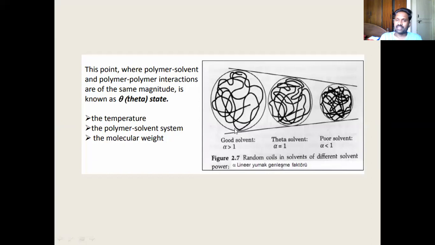When a polymer is in a very good solvent, the hydrodynamic volume is more compared to a theta solvent and a poor solvent. Now, theta solvent is almost like between a good and poor solvent. So this theta factor is expressed in terms of a constant called alpha, which is called the linear expansion factor. For theta solvents, the alpha value is 1. Now, the distinction starts now.